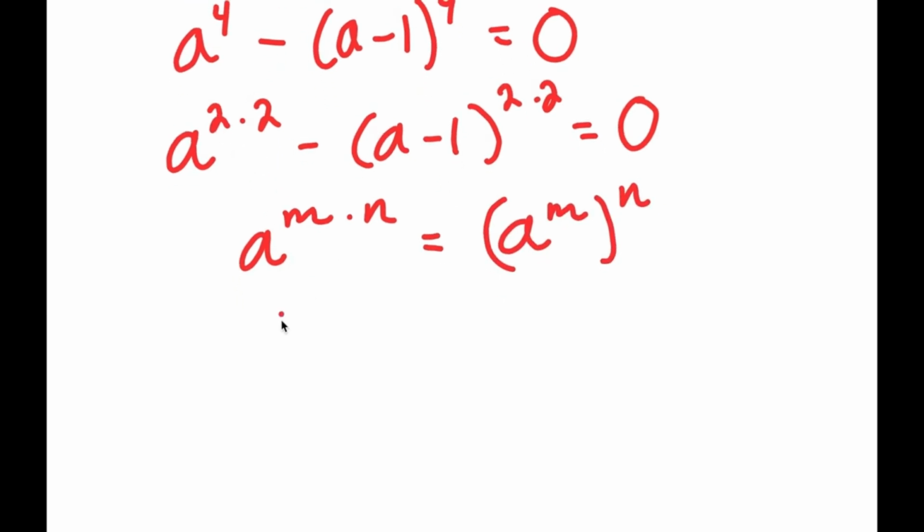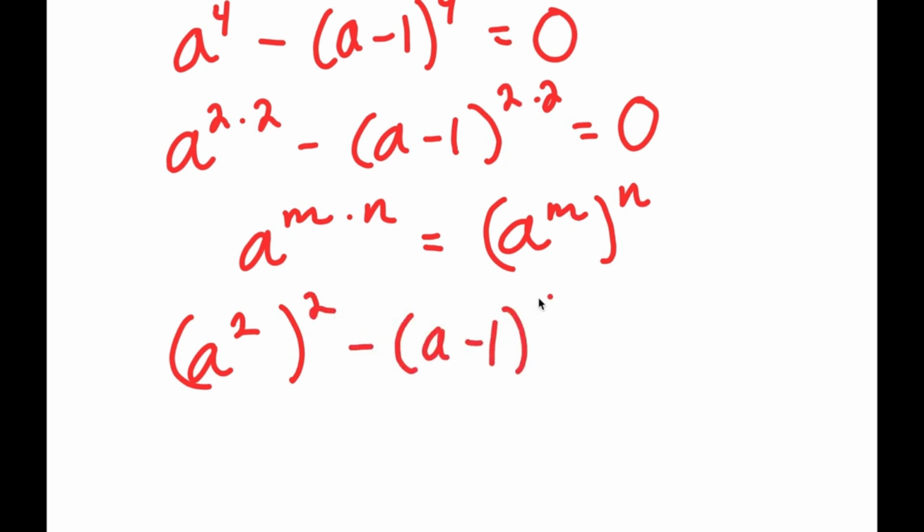So a to the power of 2 times 2, I can rewrite that as a to the power of 2 to the power of 2. And a minus 1 to the power of 2 times 2, I can do the same thing. I can rewrite this as a minus 1 to the power of 2 to the power of 2, and this is equal to 0.